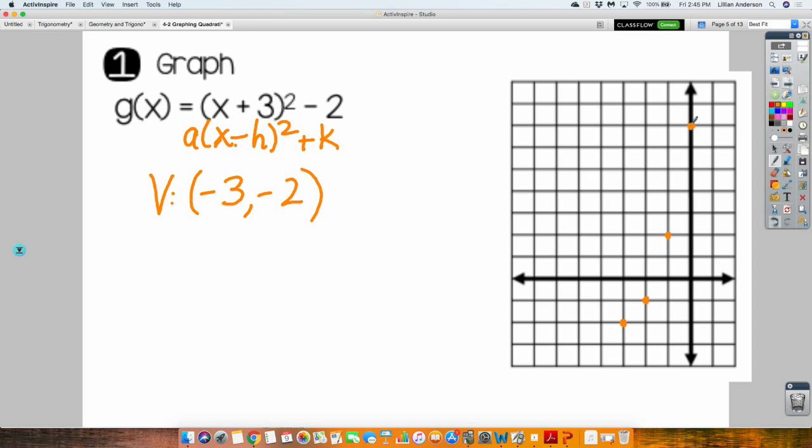So there's one side. After that, all I need to do is reflect it over my axis of symmetry to get the other side of the quadratic. So this point will be here. This point will be here. And then this point will be here.